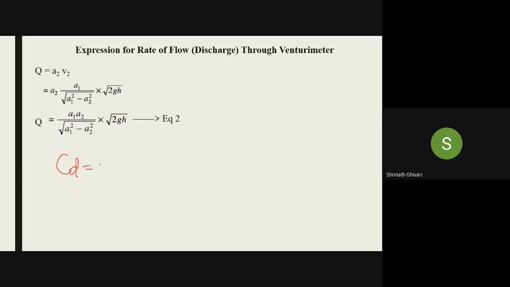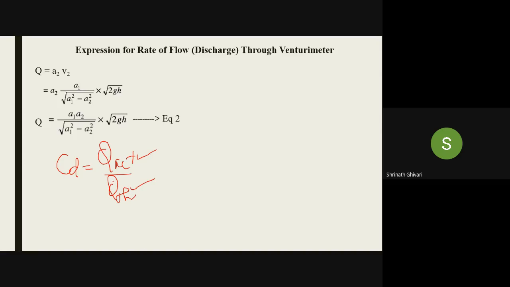I'll tell you an equation where Cd equals Q actual by Q theoretical. So the actual discharge will be less compared to the theoretical discharge. Everyone knows that, because when the fluid is actually flowing through the pipe, the discharge will be less because we are considering losses, and we have to consider losses because it happens in real time. But in theoretical discharge, we consider the losses to be less. Therefore, the discharge will be more.